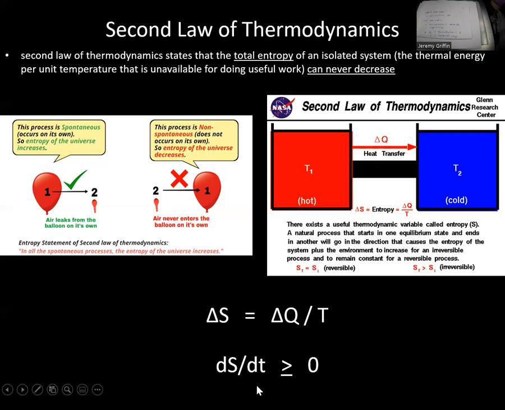And the second equation is what the second law of thermo says: the rate of change of entropy with respect to time, that's a calculus term, is greater than or equal to 0. So as time ticks along, there's always going to be more and more entropy, or the same. It can never decrease. That's what this equation says.